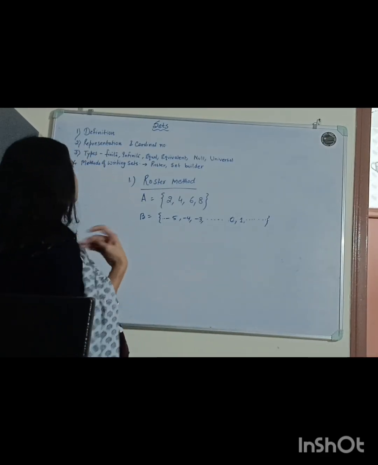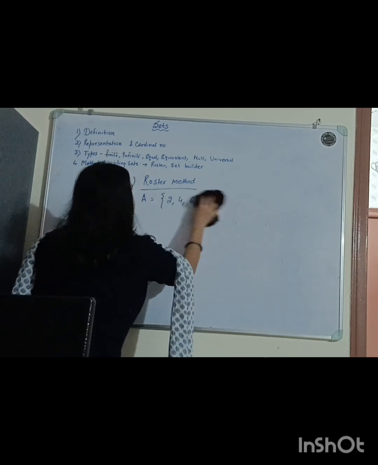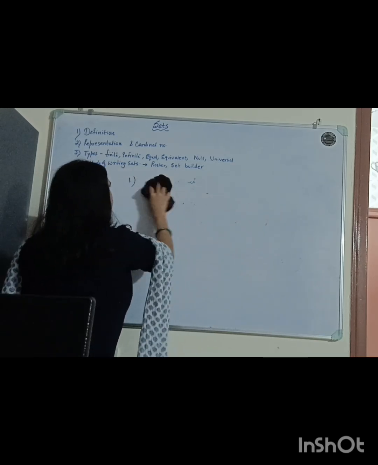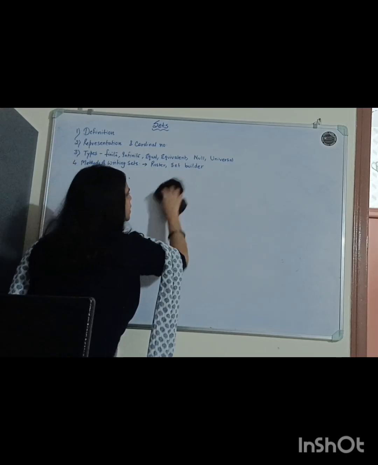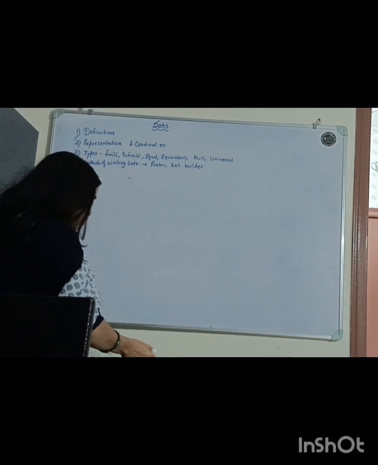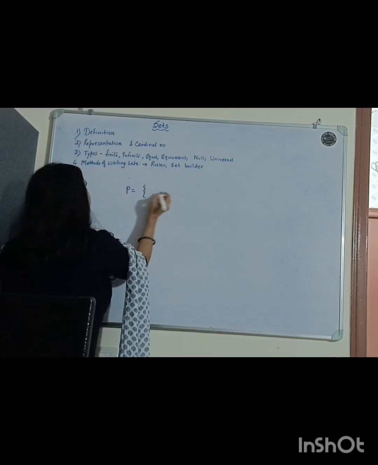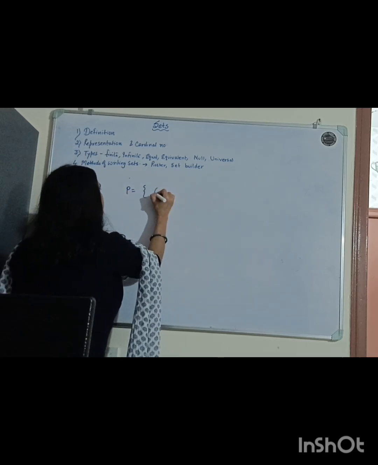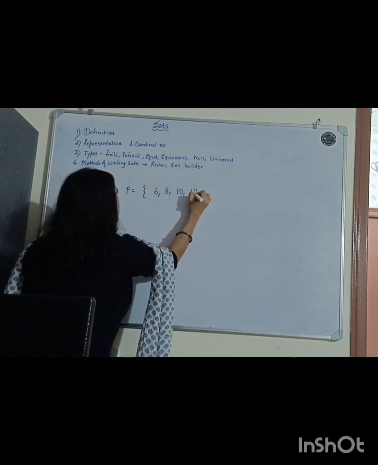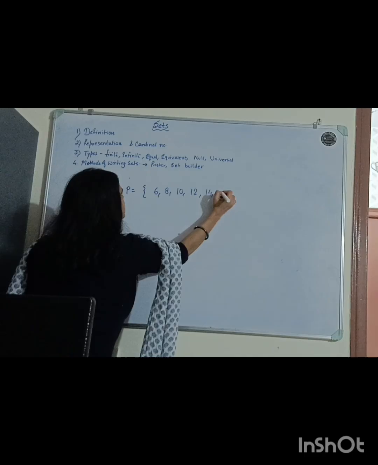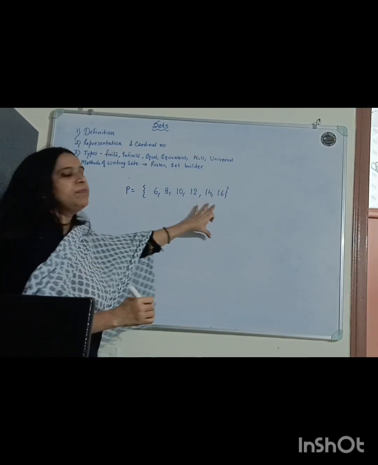Now we are going to study the set builder method. In the set builder method, we are defining the characteristics of the set. Suppose I am writing the exact values of the set, then I will write it in the form of set builder. Suppose I write P equal to 6, 8, 10, 12, 14, 16, that's it. These are the members of the set.